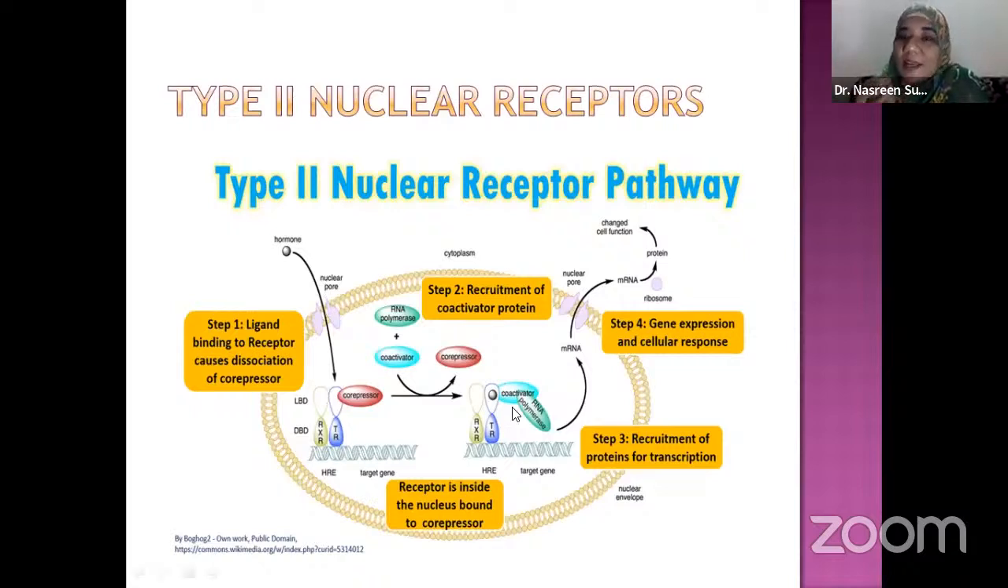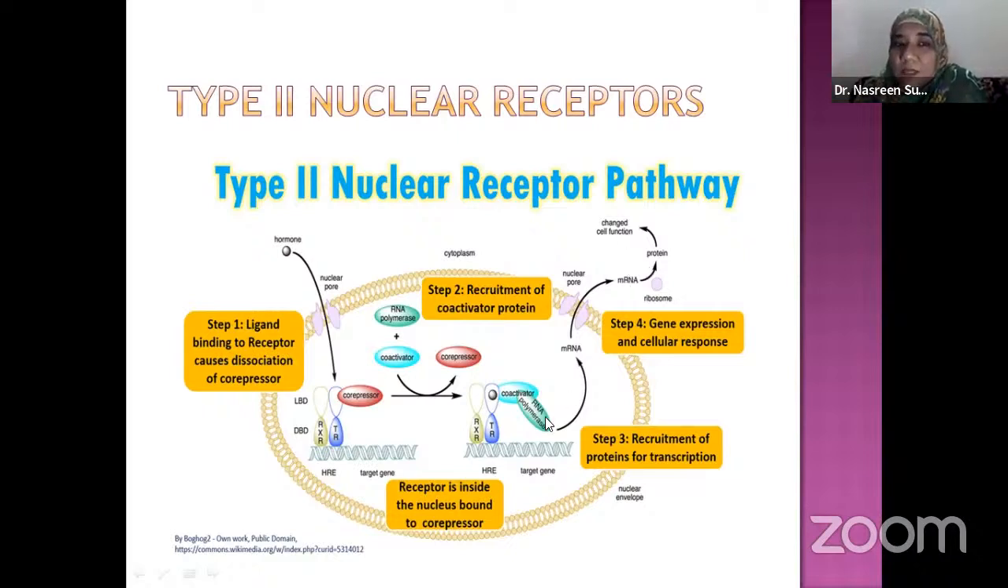In type 2, where are the nuclear receptors present? Inside the nucleus, directly inside the nucleus. So the hormone crosses the plasma membrane, crosses the nuclear pore, directly goes to the DNA and binds to the receptor. When this receptor is in an inactive state, it is bound to a corepressor. Corepressor means it is the one which is going to suppress the receptor. But when the ligand comes and binds to the receptor, this corepressor will be replaced by the coactivator. And finally, there will be a change in the sequence of events.